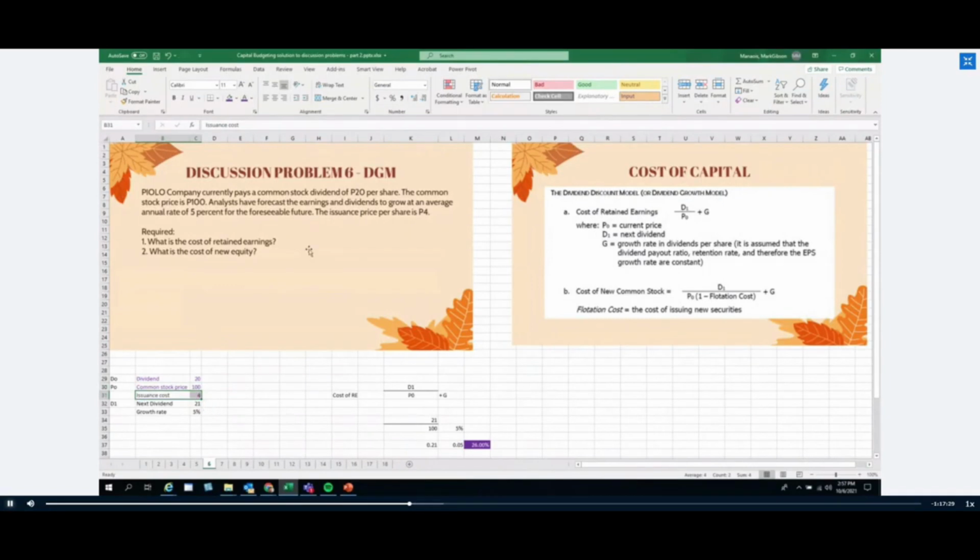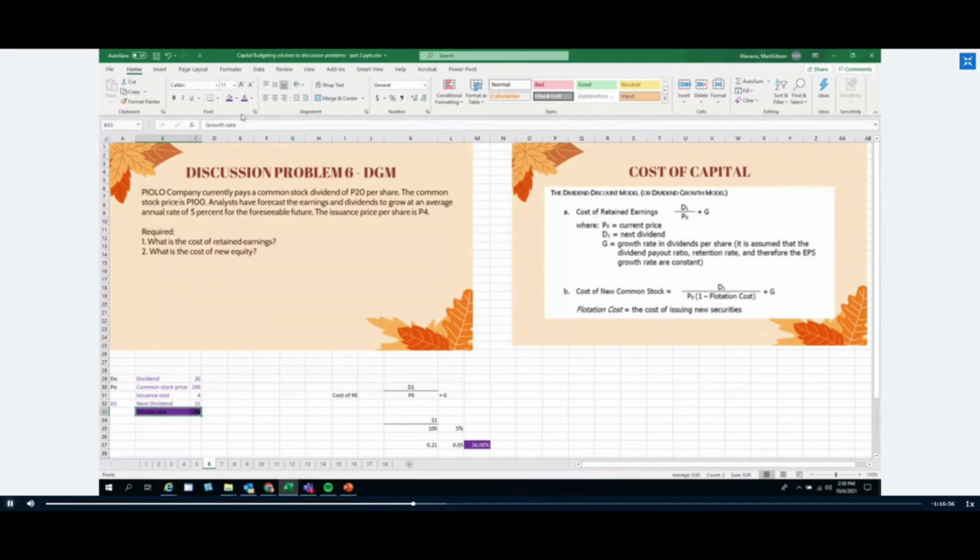Now, since we have been provided with the growth rate, sabi dyan 5%, we can now compute for the next year's dividend. So next year's dividend, D sub-1, is 21. Paano kinompute yun? So 20 multiplied by 1.05. So lagyan lang natin ng growth of 5%. So that's 21. That's your D sub-1. And finally, your growth rate, that's given naman.